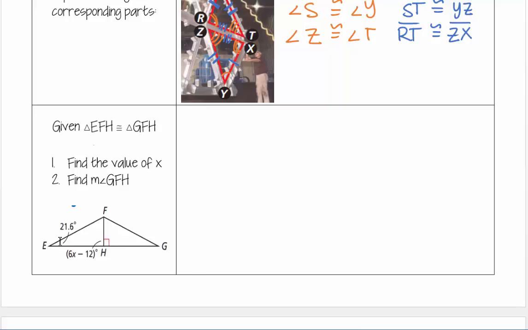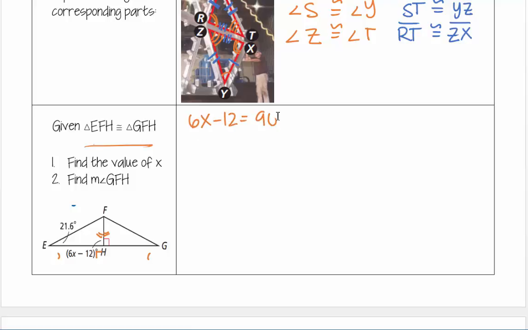E and G have got to be the same. So this one and this one are the same. F and F are the same. So like this guy and this guy are the same. And then it says H and H are the same. So this guy here. So if I want to find the value of x, x is in this 6x minus 12. This congruent statement right here tells me that this 6x minus 12 has to be 90 degrees.